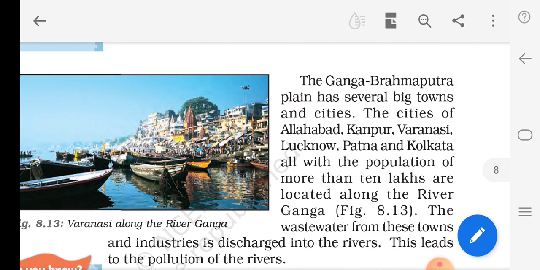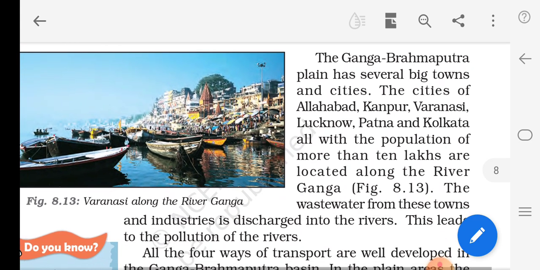So the Ganga Brahmaputra plain has several big towns. What are the towns? In the beginning I spoke about the city states. Now we are going to see the cities. The cities of the Ganga Brahmaputra plains are Allahabad, Kanpur, Varanasi, Lucknow, Patna and Kolkata. All the cities with a population of more than 10 lakhs are located along the river Ganga.